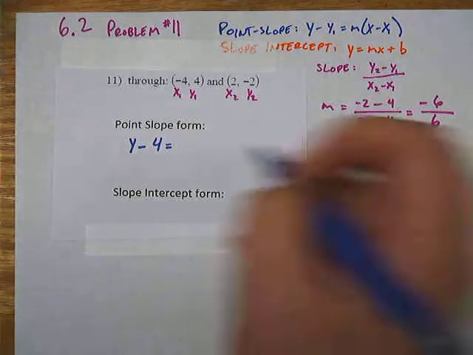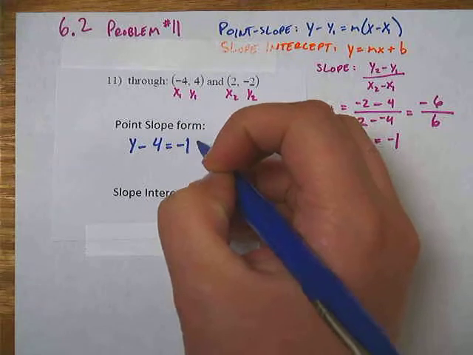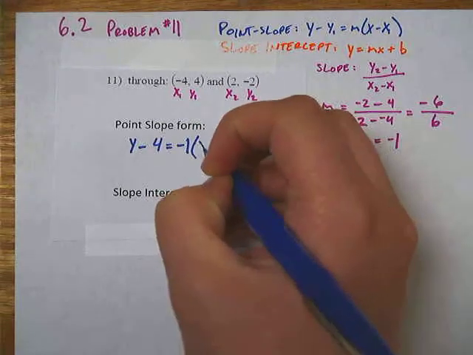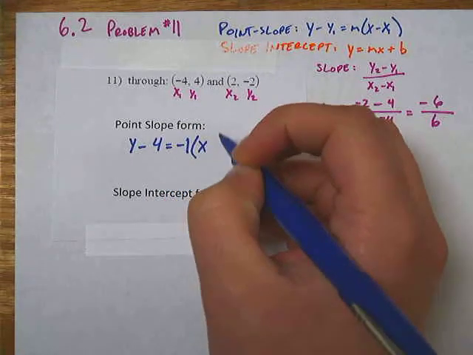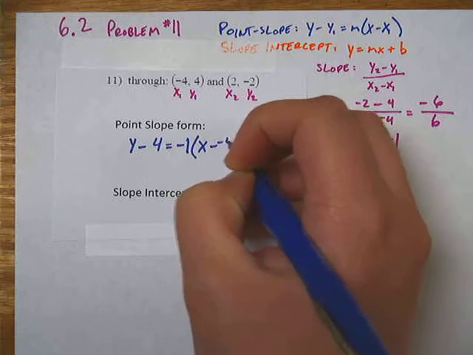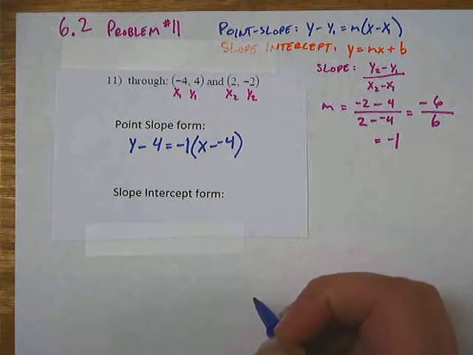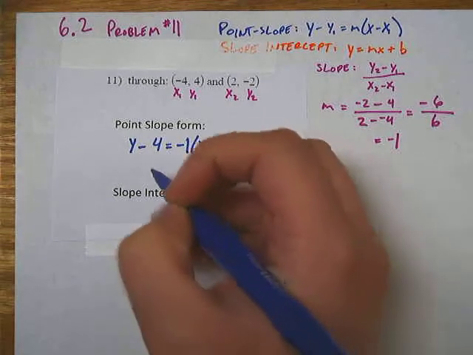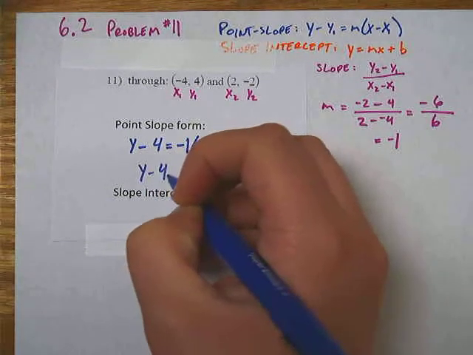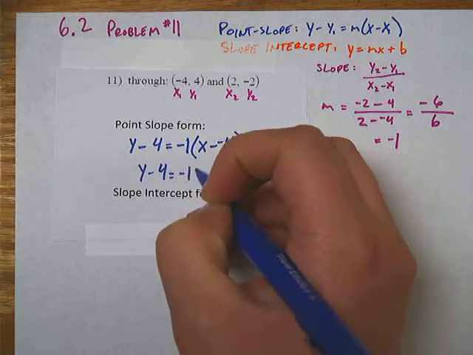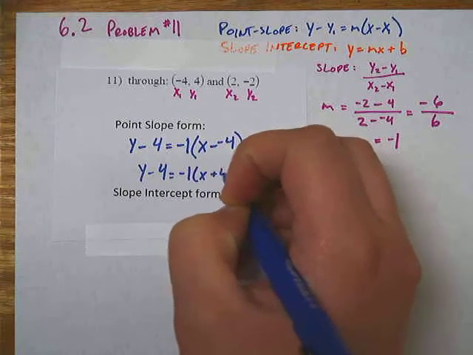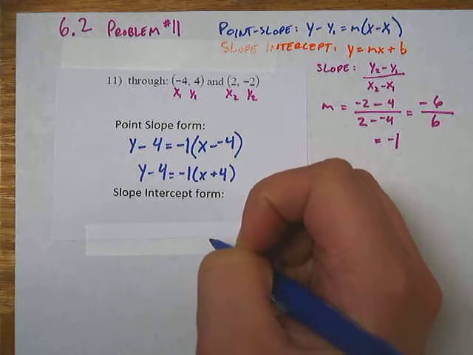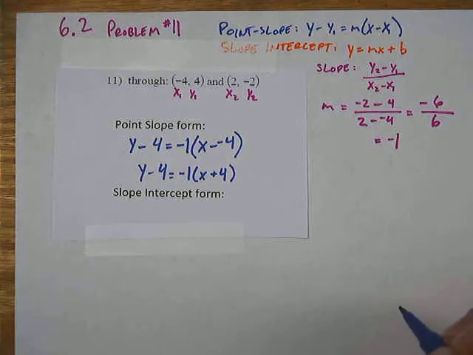equals m, the slope, so -1, times x minus x1, so minus -4. And we can leave it like this, or we can write our minus -4 as +4, so we can go y minus 4 equals -1 times x plus 4. Alright, so now we've got our point slope form.